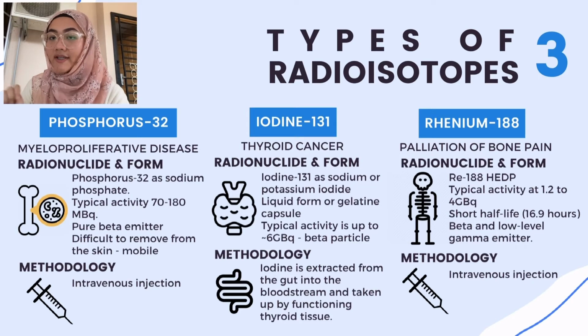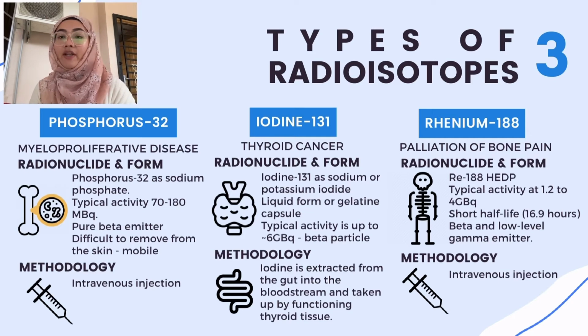The second one is iodine-131, a therapy for thyroid cancer. Iodine-131 can be in the form of liquid or gelatin capsule, and its typical activity is up to 6 gigabecquerel. The methodology for this treatment is that iodine is extracted from the gut into the bloodstream and taken up by functioning thyroid tissue. The last example for the types of radioisotope is rhenium-188.